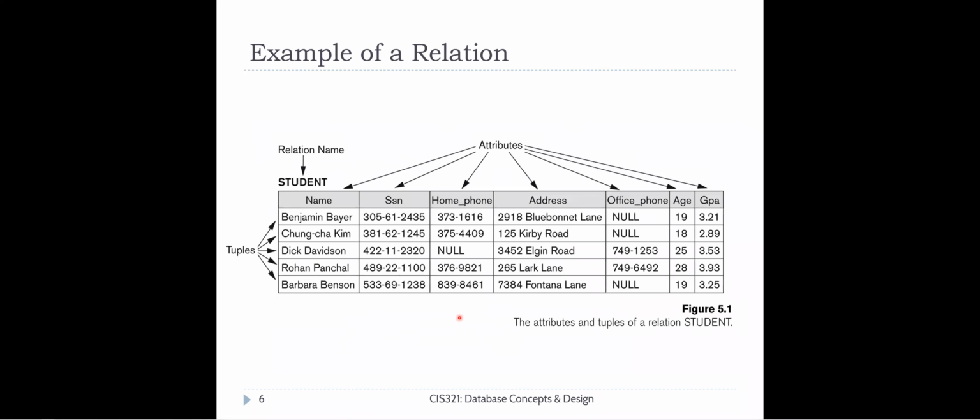Here you can see a figure that describes what we just mentioned. So this is how to describe your database or table in a formal way. Here, the student table is called a relation name. Tuples, which are the rows, and we have attributes that are the columns: name, SSN, home phone, address, office phone, age, and GPA.